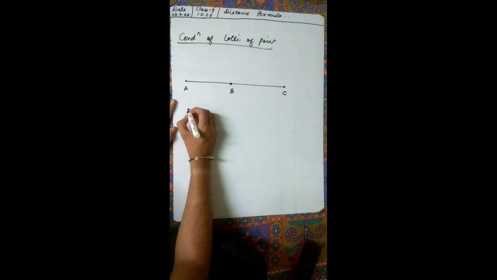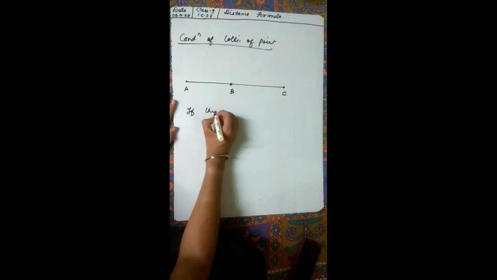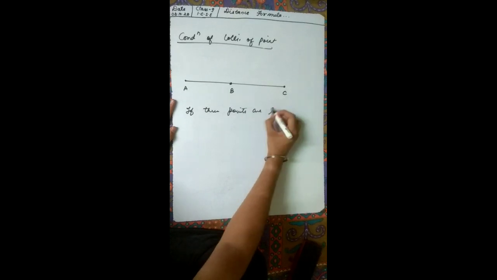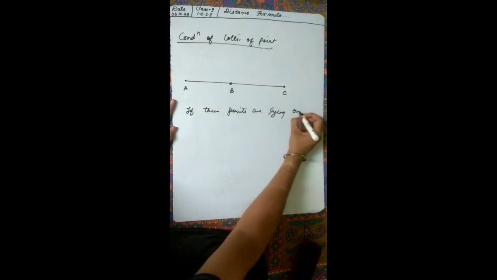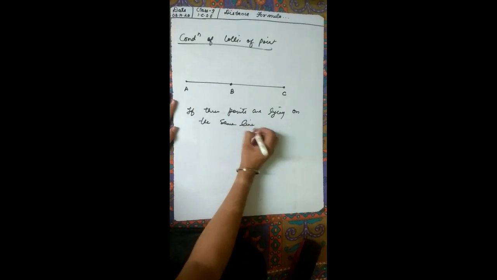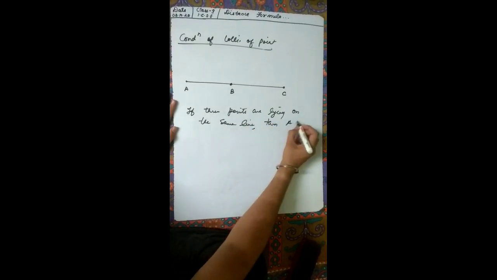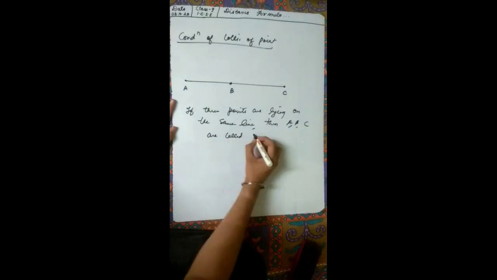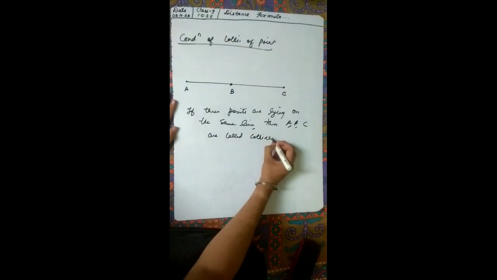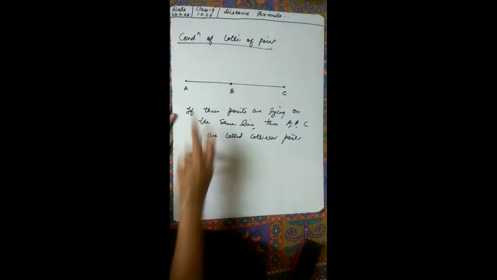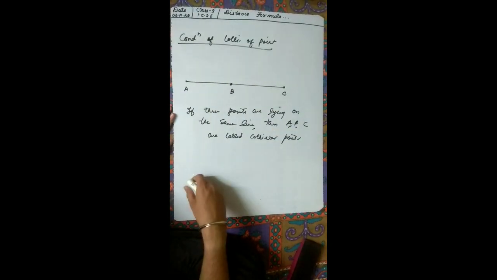Okay, so if three points are lying on the same line, then A, B, C are called collinear points. How can you prove that this ABC are collinear points?